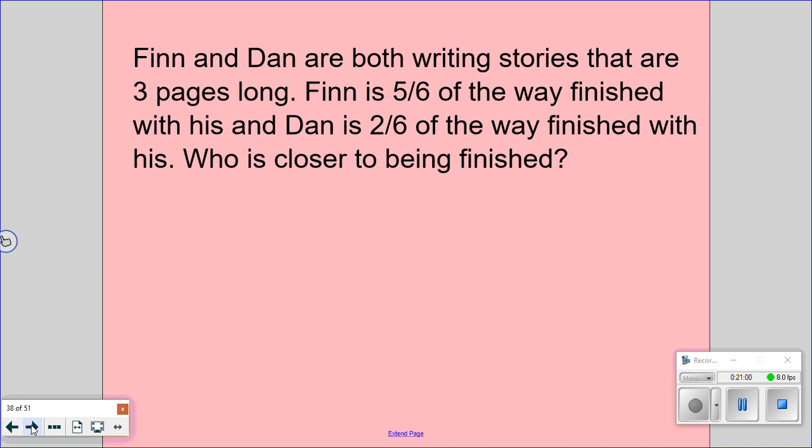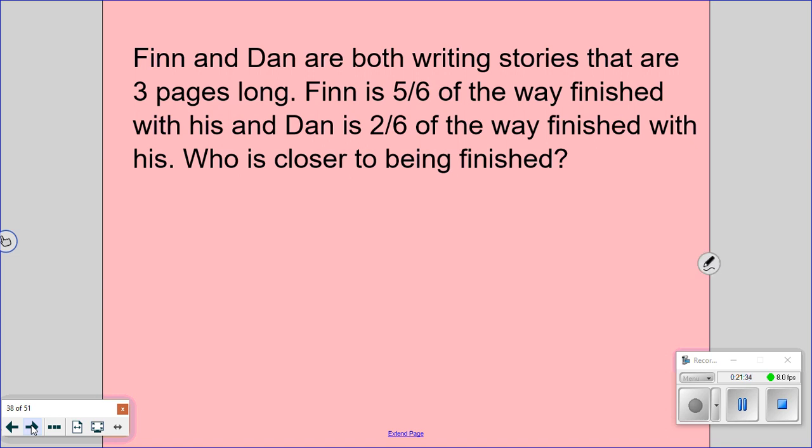Maverick, what are we counting? We're counting maybe pages, because it says who's closest to being finished. Kind of. We're counting the amount that you're done, a fractional amount. Who's closer to being all the way done? Who's closest to one whole story?